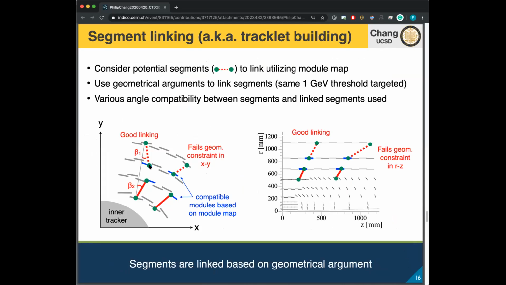It does not. But given that the segments are between the two mini-doublets, we're not applying only one cut, but all the geometrical cuts that we can apply. So for example, in the XY plane we would apply a delta beta cut, and in the RZ plane you would require that the lines are consistent in the RZ plane as well.